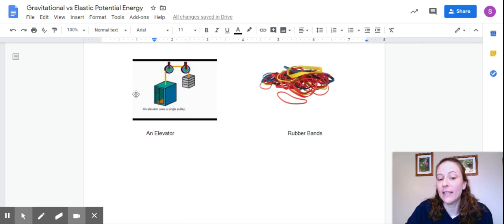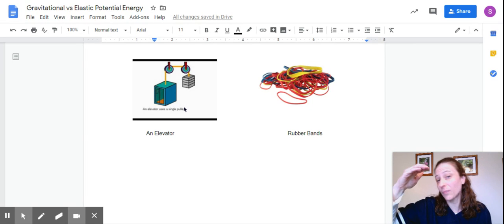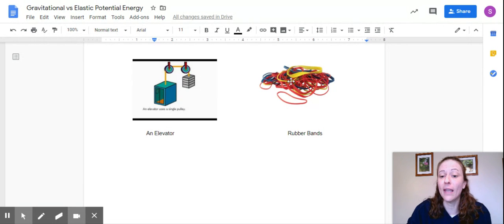Then if you go down to the elevator, I'm not sure if many of you knew that this is how an elevator works, but you have this counterweight on the side here that helps to pull the elevator to a higher height or a higher floor. So this would be an example of gravitational potential energy. And then one of our most common examples of elastic potential energy is the elastic rubber band.